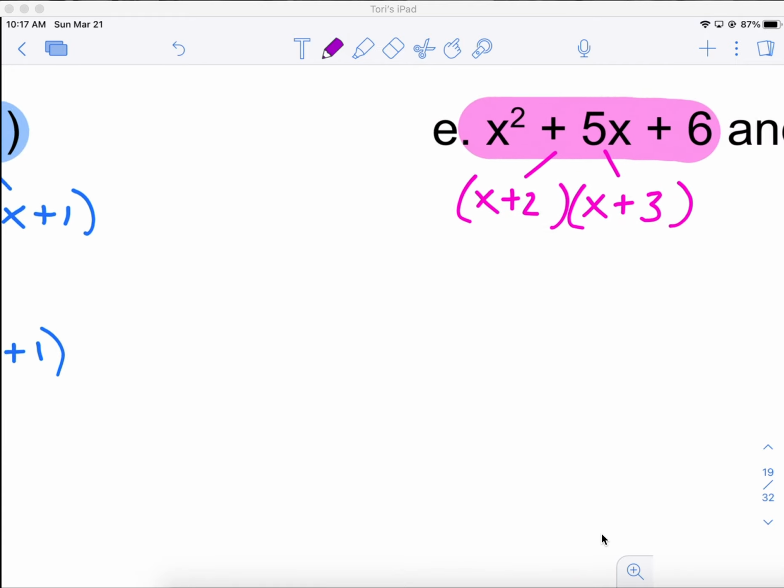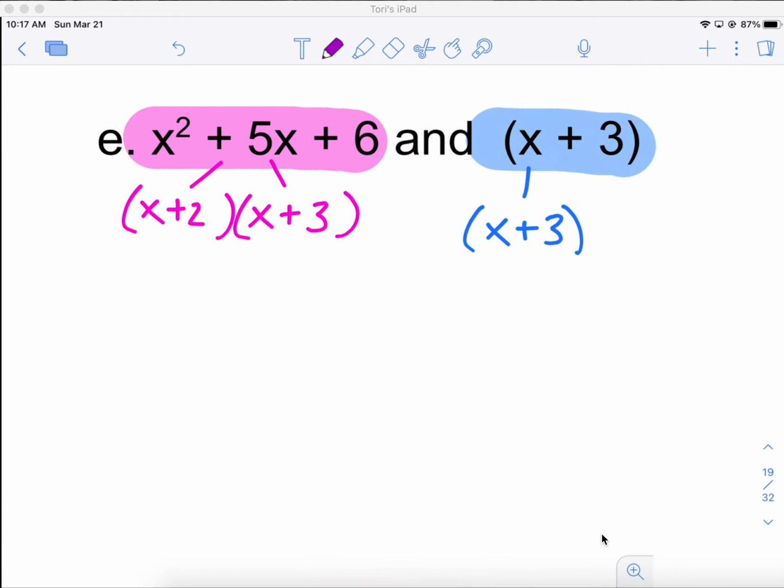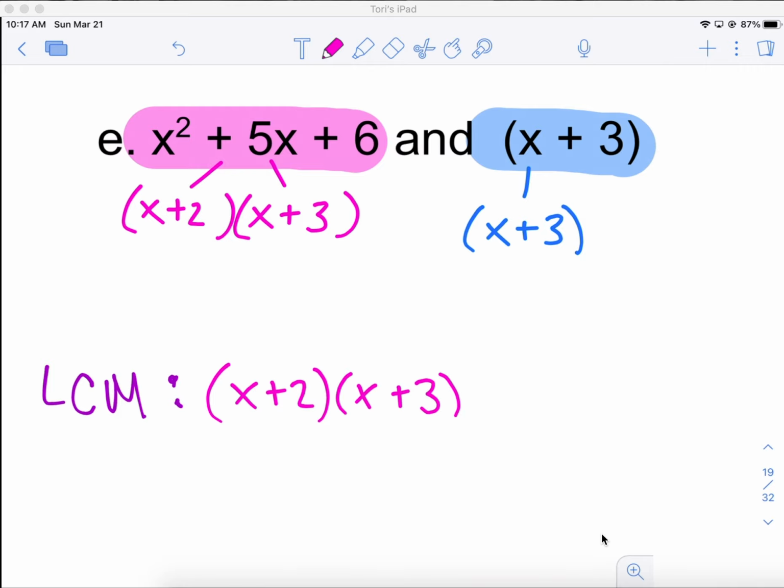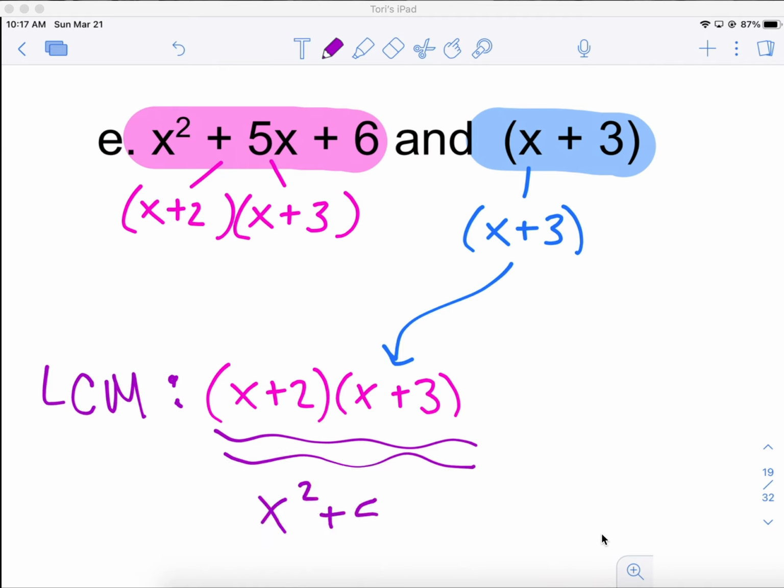Let's go into E. For E, I factored out both of my pieces. To make the pink one, I need an x plus 2 and an x plus 3. Those are my factors. So if I'm multiplying that out, I need x plus 2 and x plus 3. Is there anything additional needed to make the blue? Well, I already have the blue inside here, right? X plus 3 is already part of the pink. Therefore, my least common multiple, you could leave it like this, or you could say my least common multiple is back to what we started with. I could FOIL that back together. All right, last one.